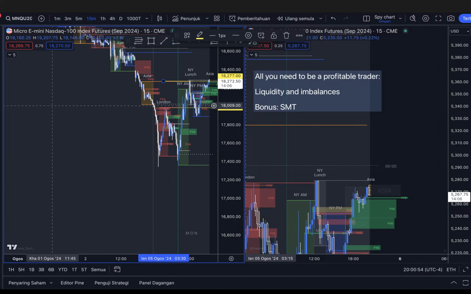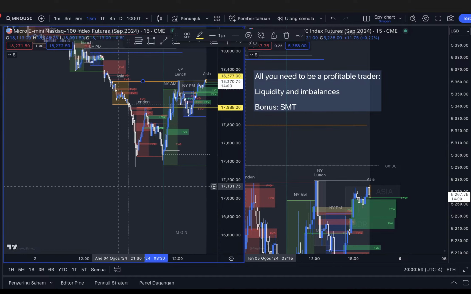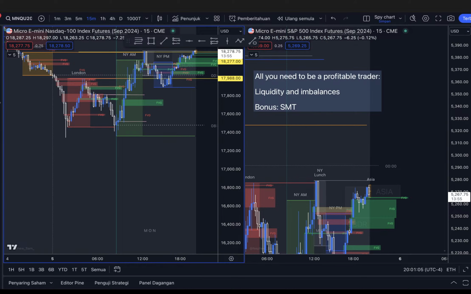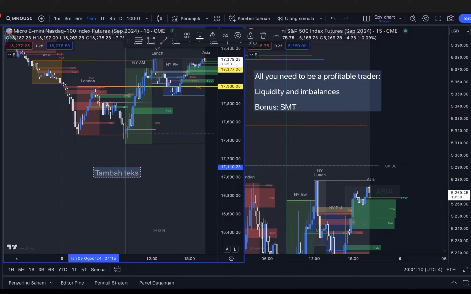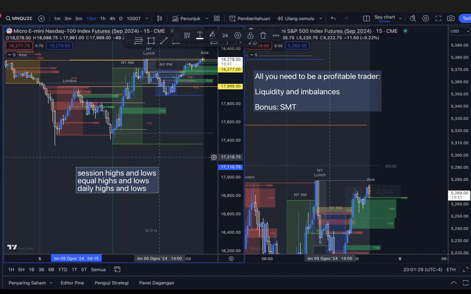Liquidity is just swing highs and swing lows. Let me type it out, like the gurus type things out. Major liquidity is always session highs and lows, equal highs and lows, and then daily highs and lows. Now you can do weekly, I don't do those. These are the only liquidity points you really need, okay?